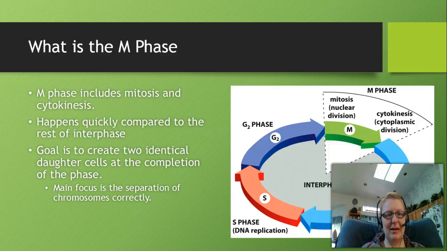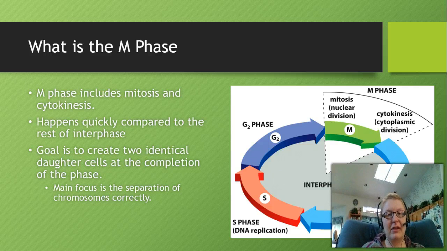As I said in the last topic lecture, the cell will mostly be in interphase for its life. The M phase is a very, very short period of time. And the goal at the end of the M phase is to create two identical daughter cells that are exactly the same as the parent cell. So it's really, really important.